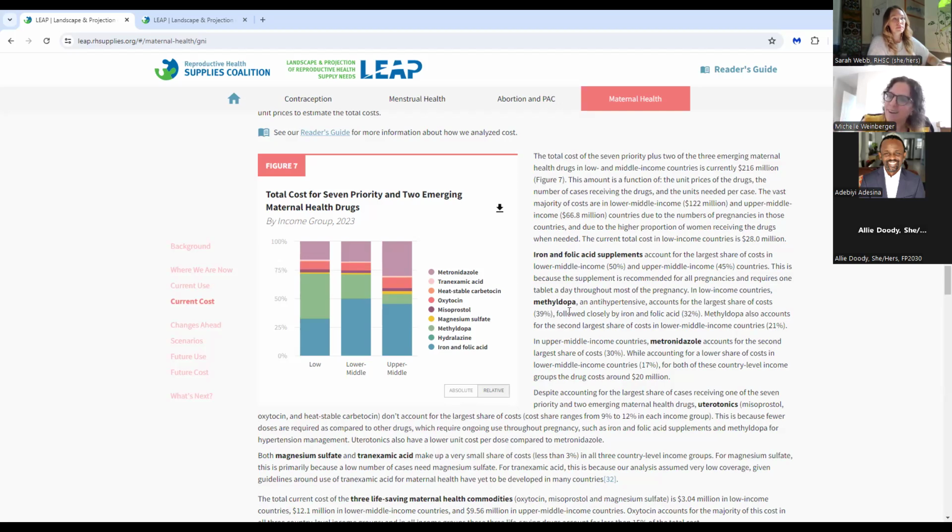So I also think that contrast is really interesting in LEAP, right? Thinking about what can family planning learn from some of these other health areas, and what can some of these other health areas learn from family planning, because they've all been approached with very different financing mechanisms.